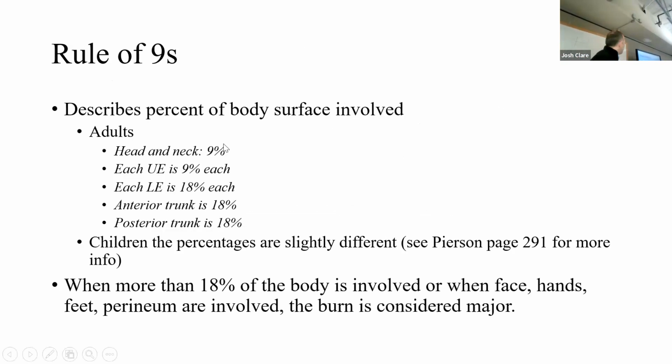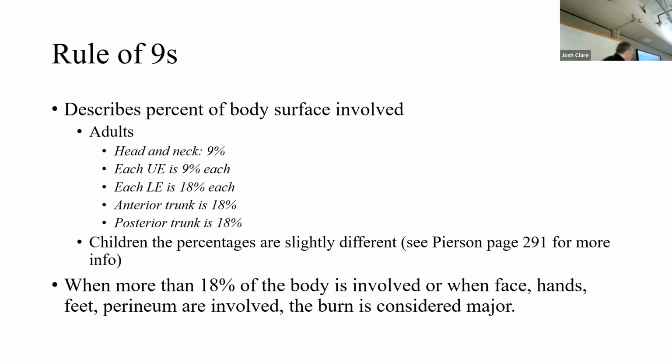And we also measure the rule of nines. The rule of nines describes the percent body surface involved. The body is broken up into segments of 9. So the head and neck are 9. Each upper extremity is 9% apiece. Each lower extremity is 18% apiece. Makes sense. Arms are about double what a leg is, about double what an arm is. Anterior trunk is 18% and posterior trunk 18%. So it's just a way to estimate how much body was involved.